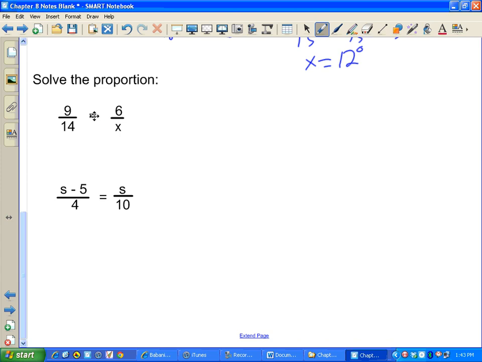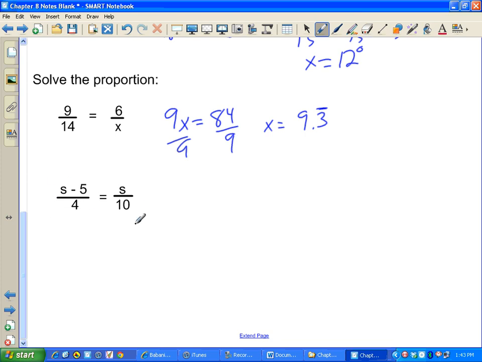Solving proportions, you're going to cross multiply. 9x equals 84. Divide by 9. Then you get 9.3 repeating. So 9 1/3.